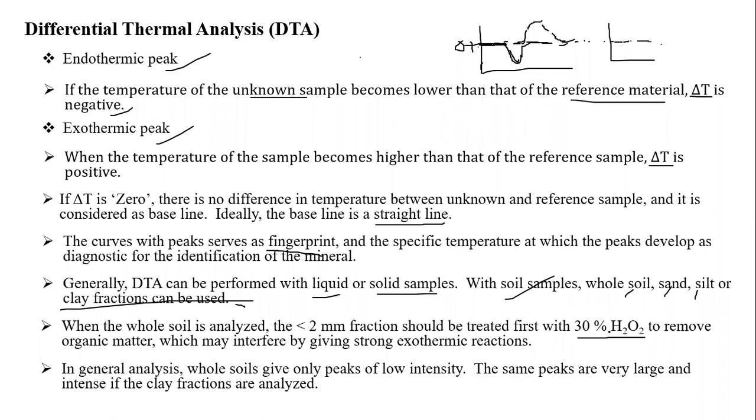Actually, there are two types of texture analysis. One is the international pipette method and the other is the hydrometer method. In Coimbatore, mostly they follow the international pipette method. In that, they use H2O2 to destroy the organic matter. Why do they use H2O2 in that texture analysis? Can anyone answer why they use H2O2 to destroy the organic matter?